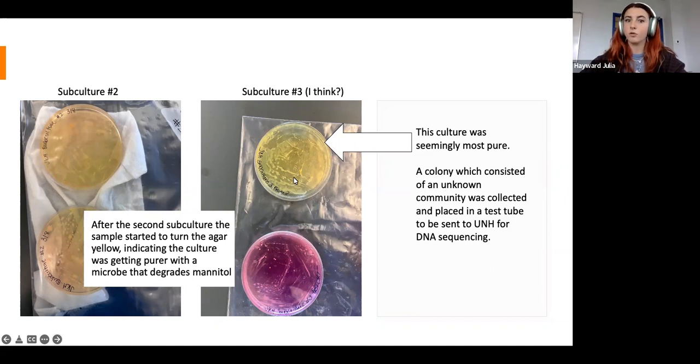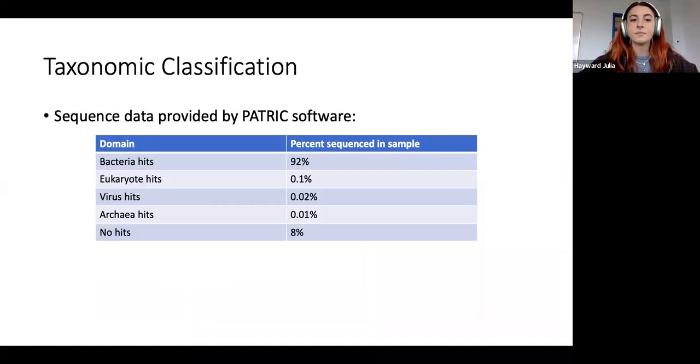This is the most sort of bright yellow, distinct colony, looking like it should be sequence culture that I had. This one was a step back. I'm not too sure what happened with this one, but this was from my third subculture. And this one right here was seemingly the most pure to me. So I collected a colony of unknown community, placed in a test tube, and that was sent to UNH to be sequenced for its DNA.